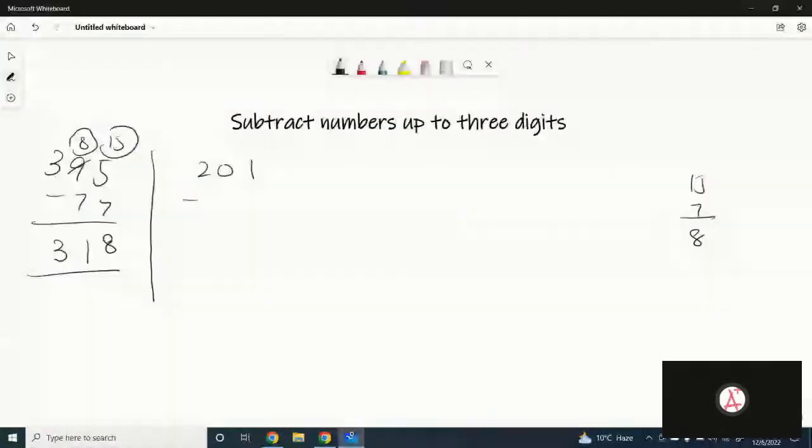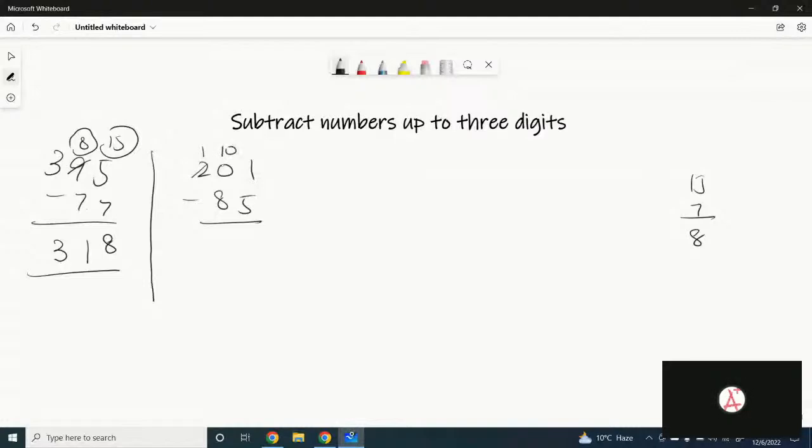Okay, 201 subtract 85. Can I subtract 1 out of 5? No, 1 is a smaller number. We cannot subtract a smaller number out of the greater one. So I have to borrow 1 from the digit right before the 1, but you have a 0. You have to borrow 1 from here.